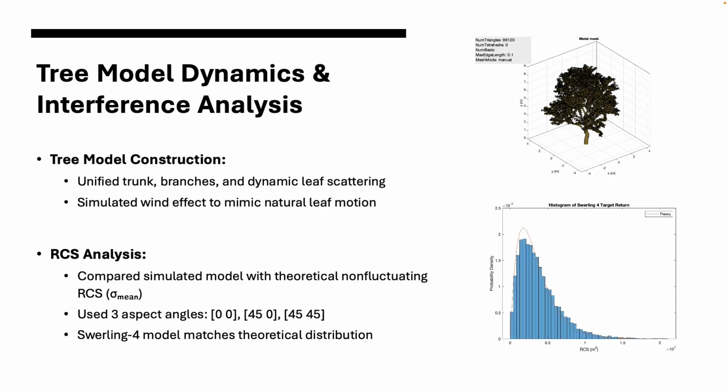While building the tree model, we considered the trunk, the branches, and also the leaves. Importantly, we added the effect of wind to mimic the real-world signal noise. To validate our model, we calculated the mean RCS from 3 aspect angles and confirmed that the simulated Swerling 4 distribution aligned with the theoretical predictions, as you can see on the right-hand side.